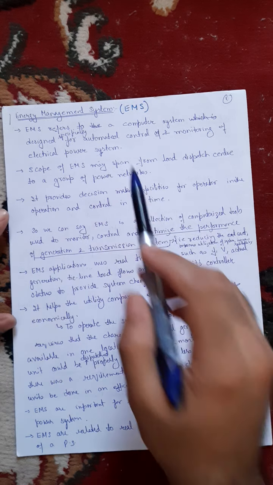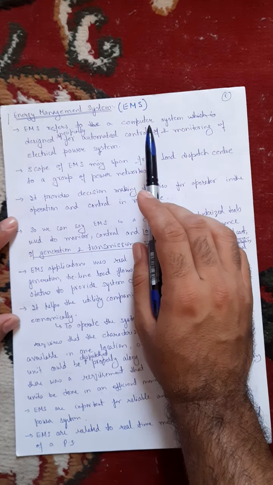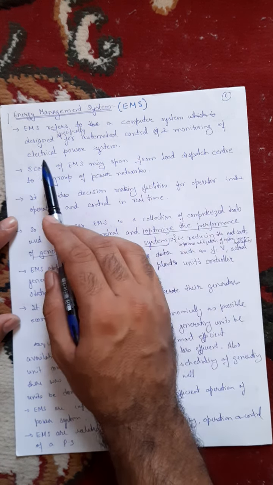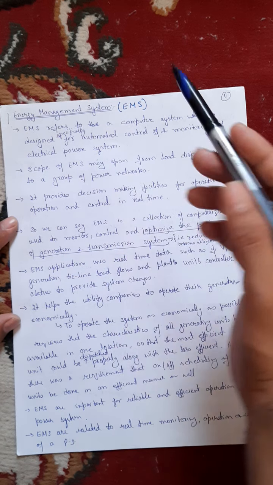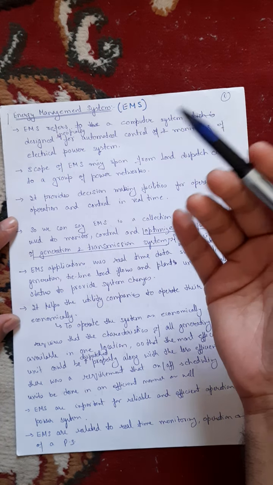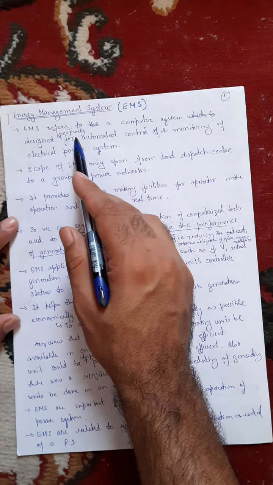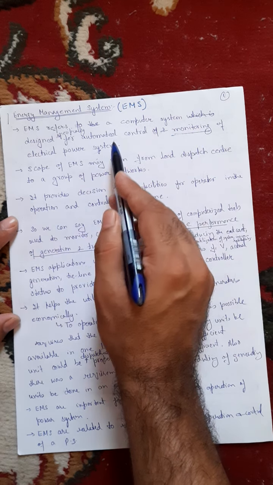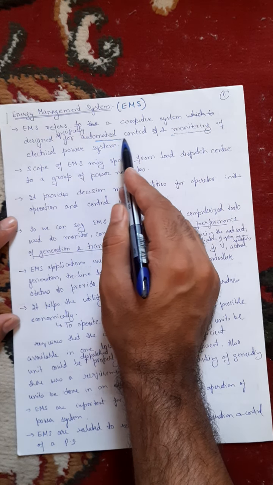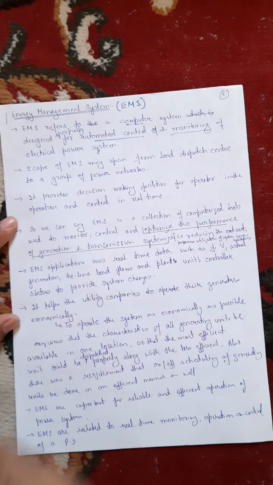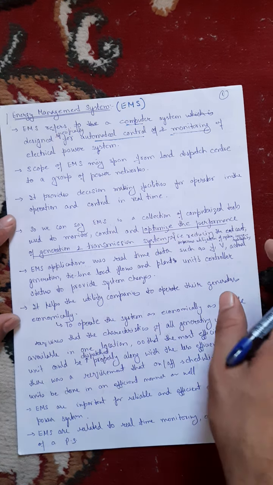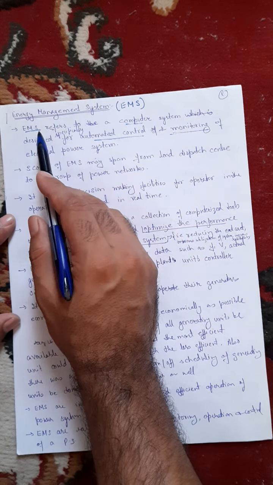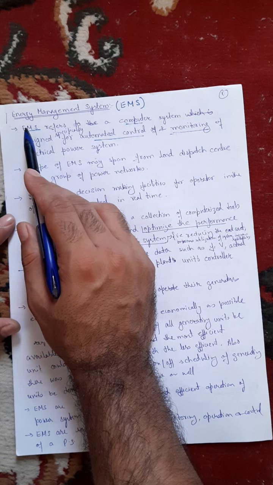Basically, the energy management system refers to a computer system designed specifically for automated control and monitoring of the electrical power system. Anything you want to control, first you should be able to monitor. That is why it is said automated control and monitoring. First we will monitor, and after monitoring, the energy management system implements the automated control with the help of computers. The scope of this energy management system may span from a load dispatch center to a group of power networks. What is a load dispatch center?